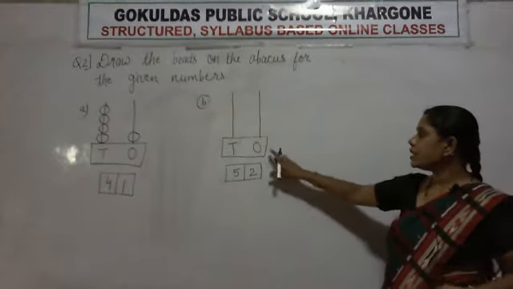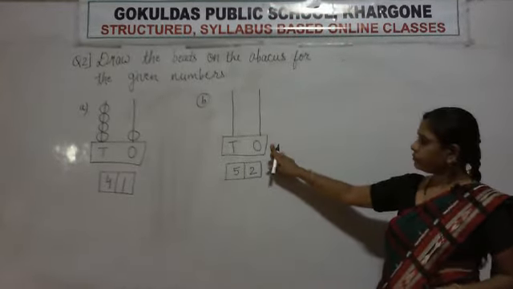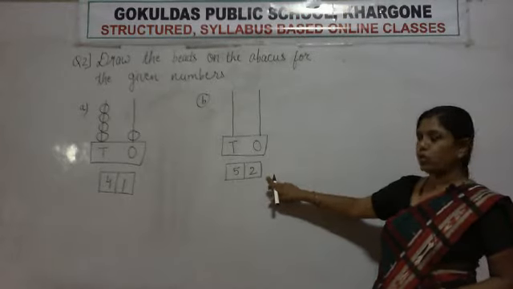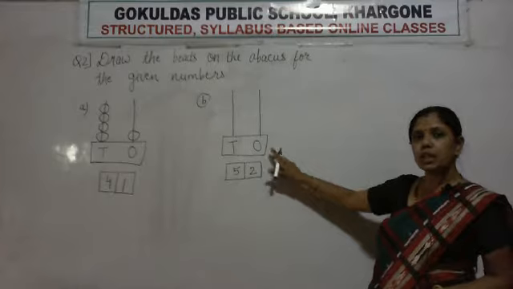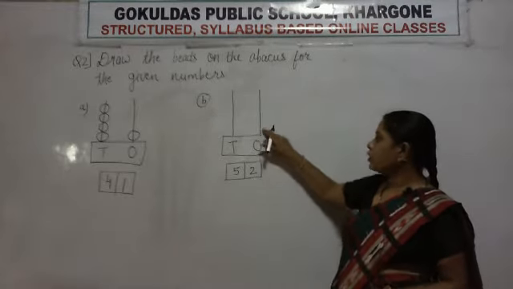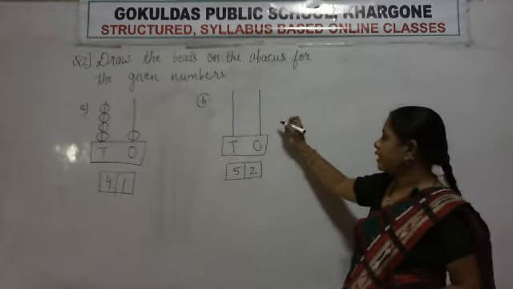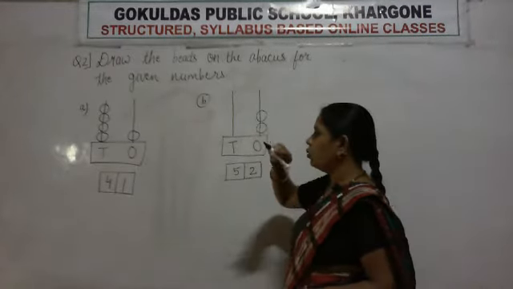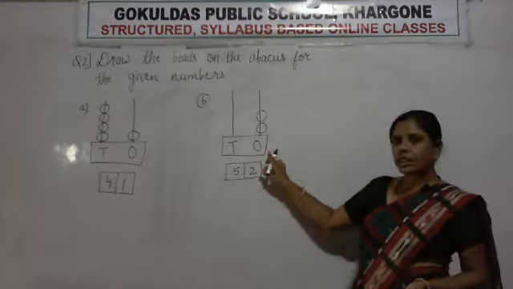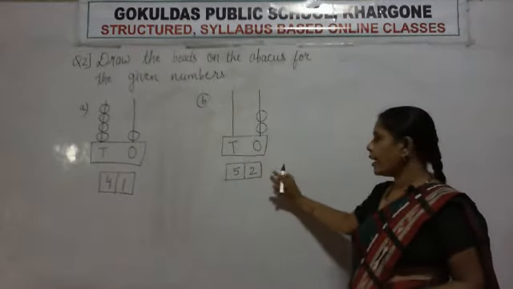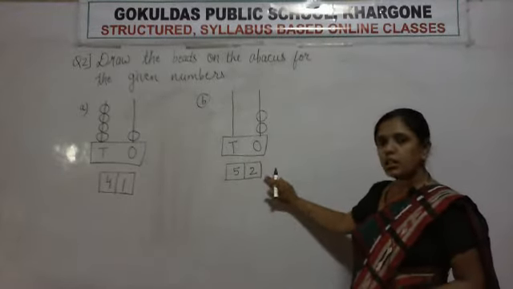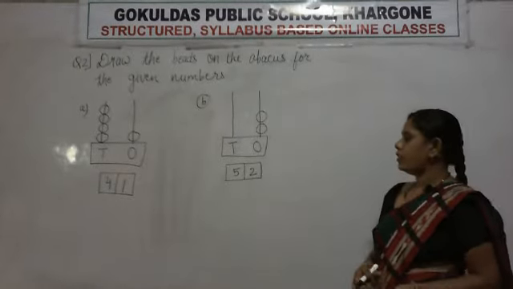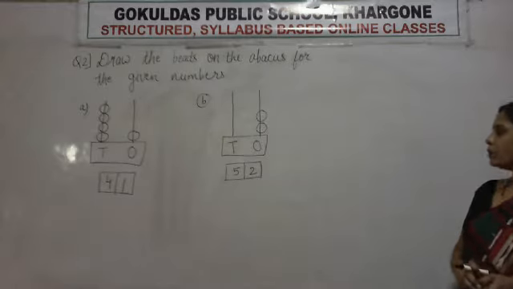So which number is given at ones place? How many beads do we have to draw here? We have to draw 2 beads. So draw 2 beads, 1 and 2. At one's place the number is 2. So what do we have to draw? We have to draw 2 beads at one's place.